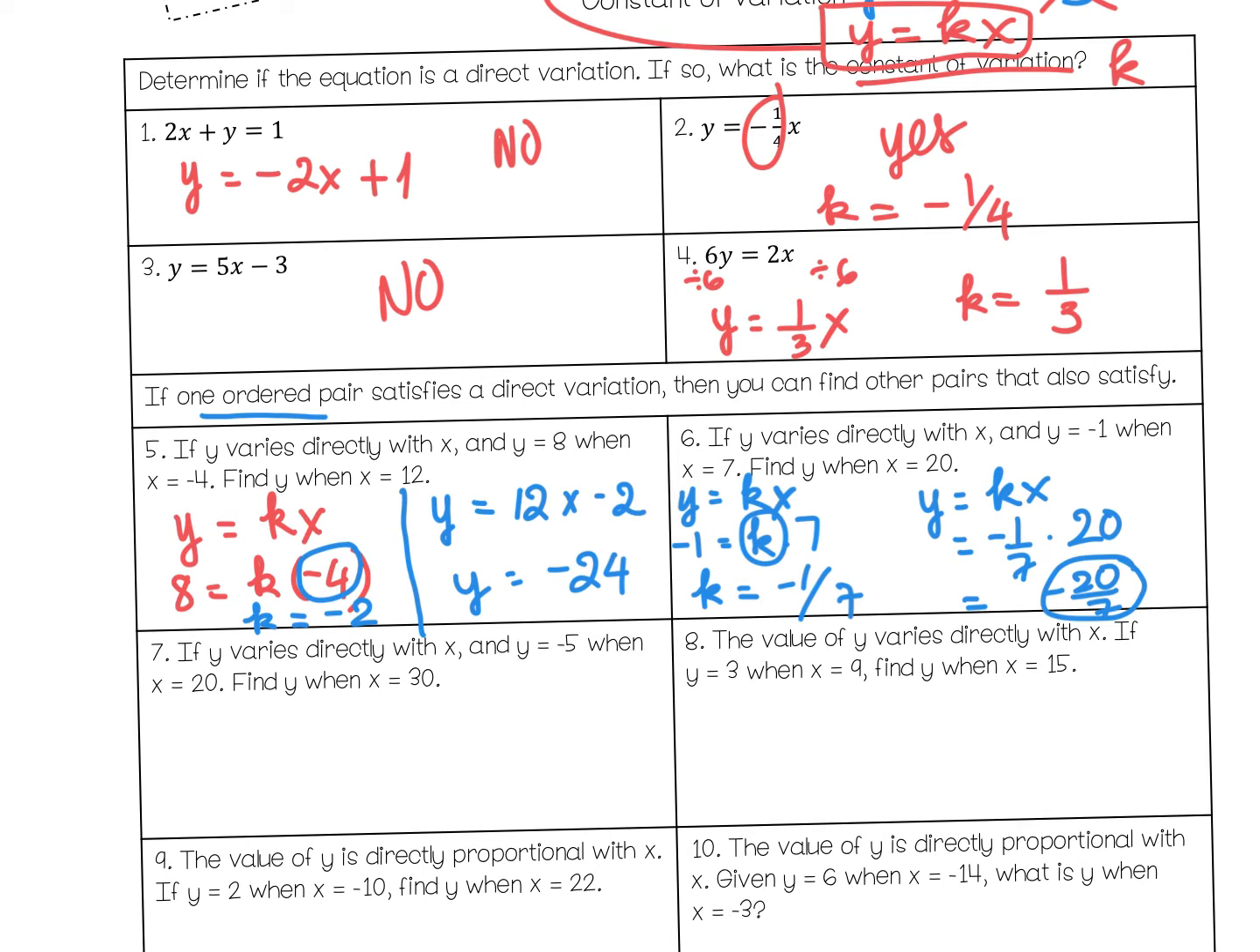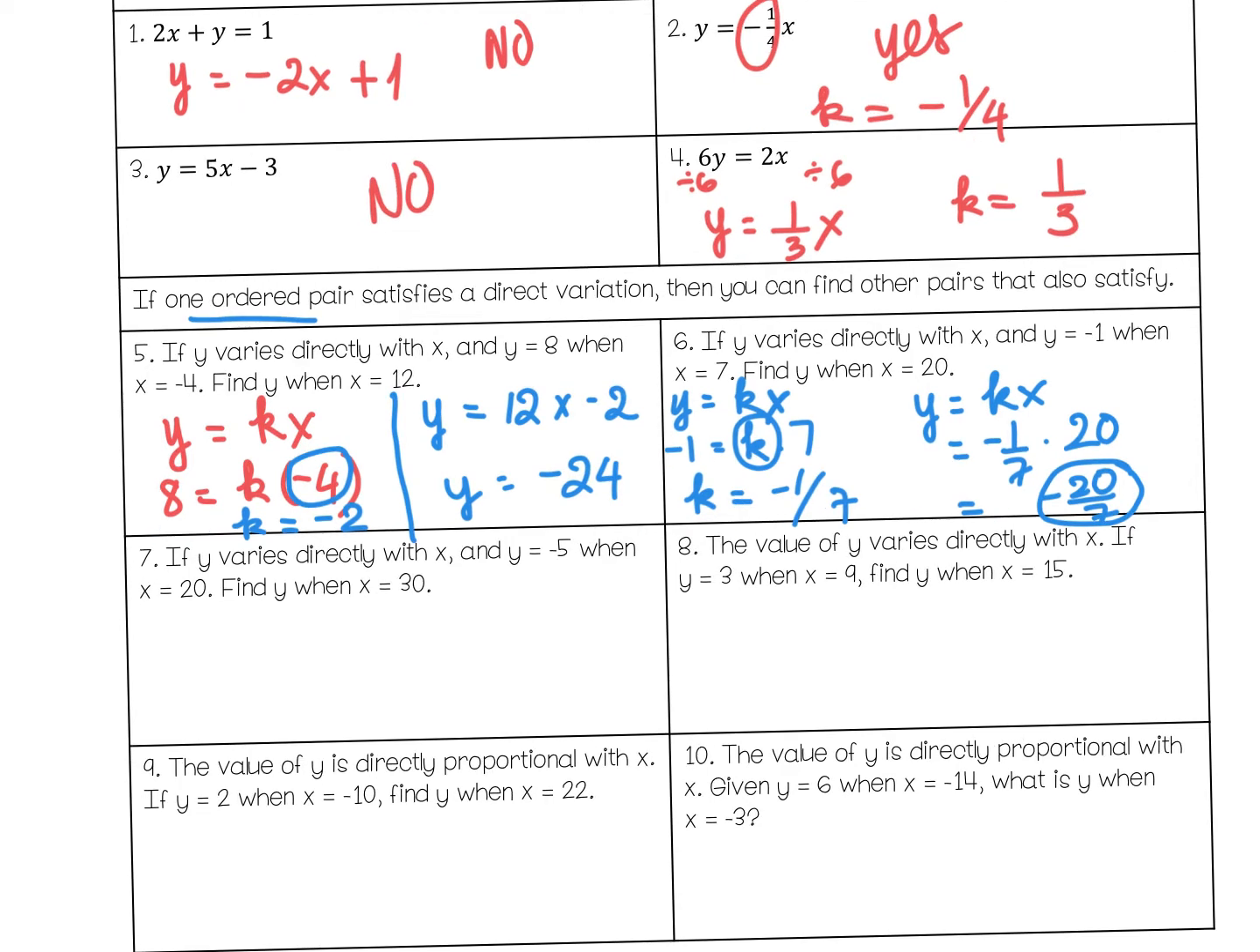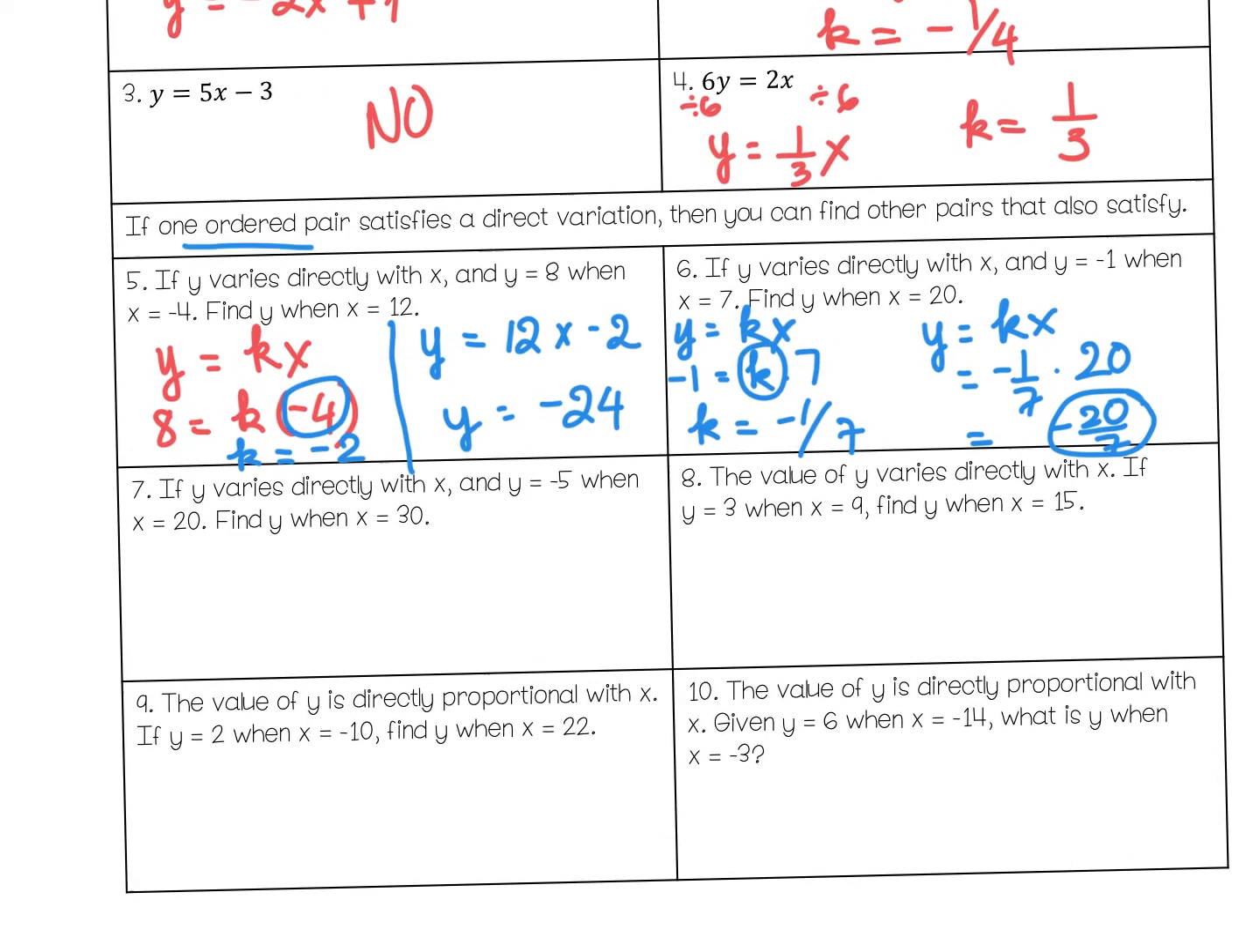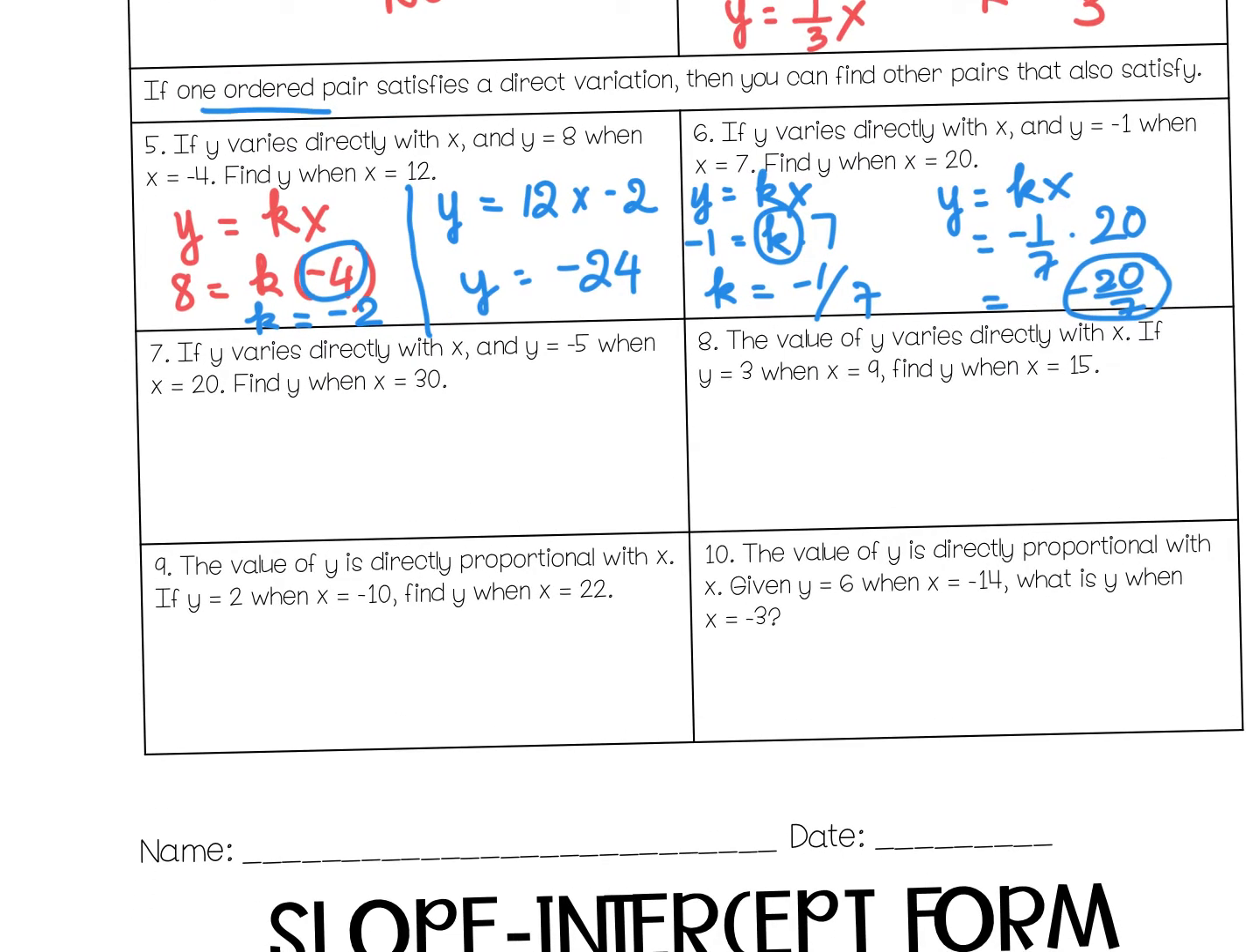Same thing for number 7. Number 7 is similar to number 5 and number 6, so I'll pause the video and do number 7, please. Number 8: the value of y varies directly with x. If y is 3, x is 9, find y when x is 15. Similar to 5 and 6, so pause the video and do number 8.